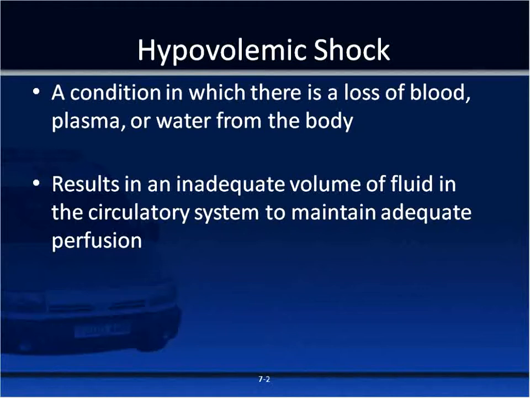Hypovolemic shock is a condition in which there is a loss of a lot of blood, plasma, or water from the body, resulting in an inadequate volume. You have to have enough fluid in the circulatory system to maintain adequate perfusion. This type of shock may occur because of bleeding, vomiting, diarrhea, burns, among other things.